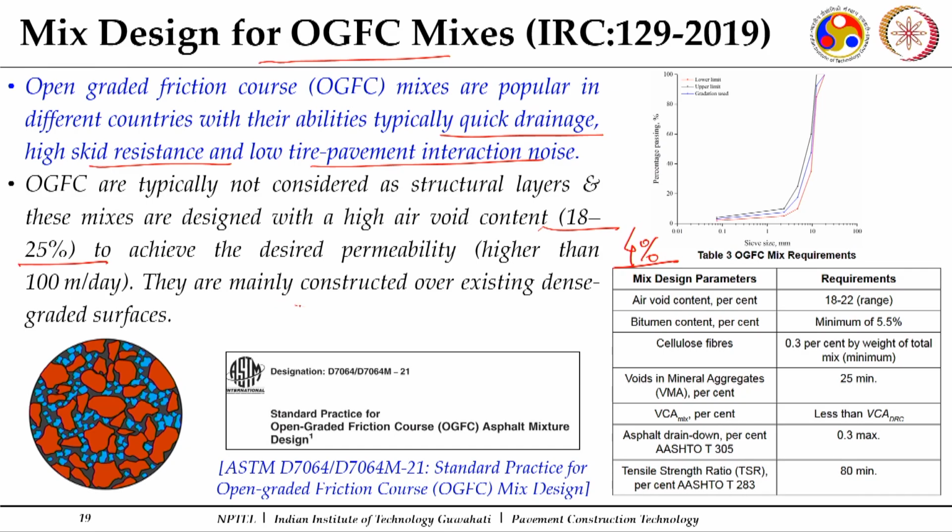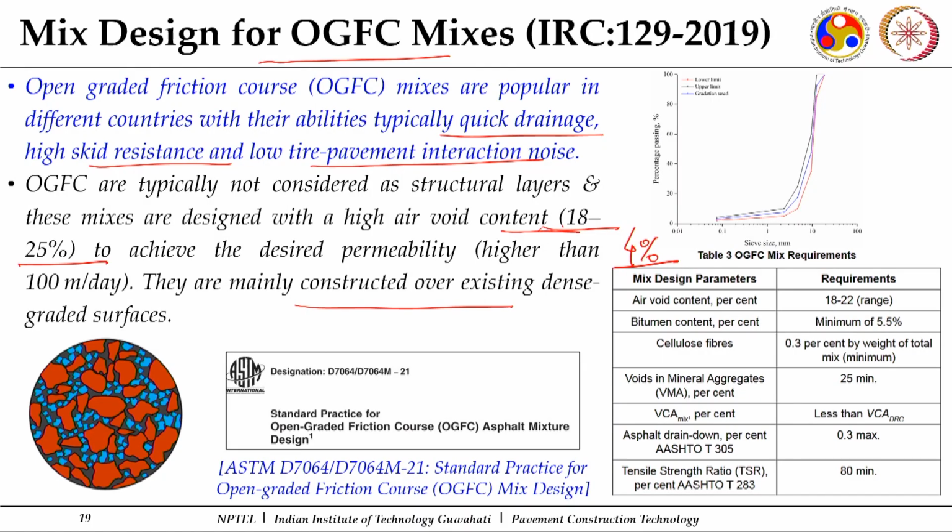So this is important. Now the compaction process is different. Usually in SMA we give the compaction through Marshall hammer of around 50 blows on both the faces. So the compactive effort needs to be changed when you are working with different mixes. And these mixes are designed at these higher air void contents specifically to allow water to flow within these mixes. In most cases they are not considered as structural layers, they are considered as a drainage layer of thickness 1 to 2 inches, and the water flows within them.